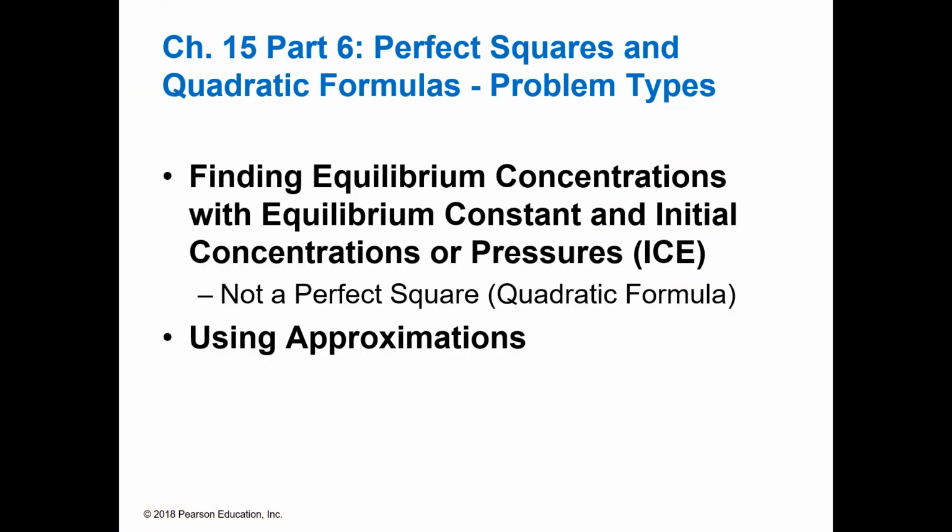And in this part, we are going to do the most fun way of calculating equilibrium concentrations when you just have the equilibrium constant and initial concentrations or pressures. So we're going to do this in terms of x, but this time, unlike in part 5, it is not going to be a perfect square because it's not going to be a square on the top and a square on the bottom. And so when it's not, then you have to use the quadratic formula. And this is only when it's not a perfect square.